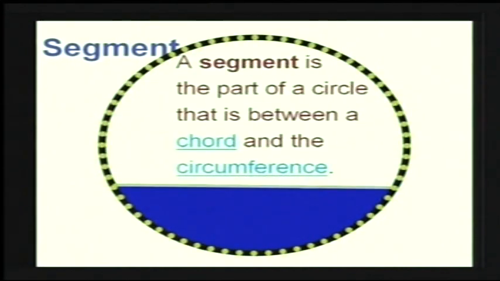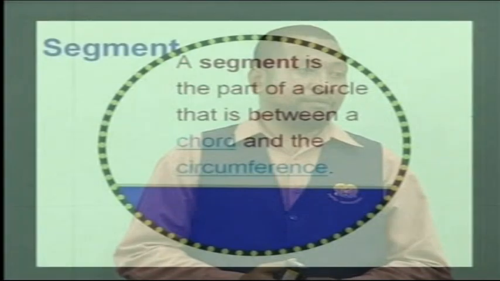And finally, a segment is the part of a circle that is between the chord and the circumference. The blue shaded part of the circle is known as the segment, or we can say the smaller segment. And the one which is not shaded is known as the larger segment. Okay? 7s and receiving students, those are the parts of the circle that we have gone through in today's lesson.